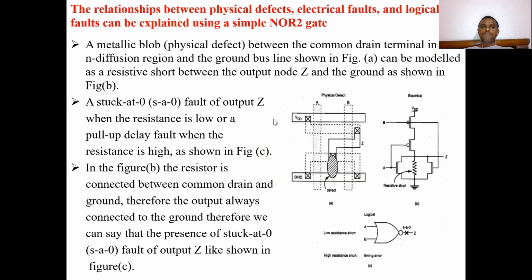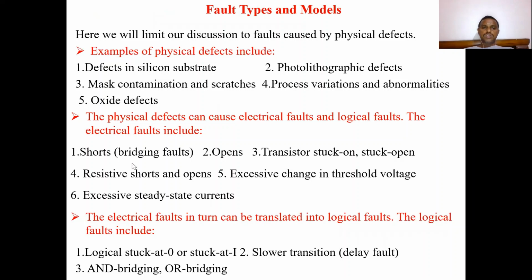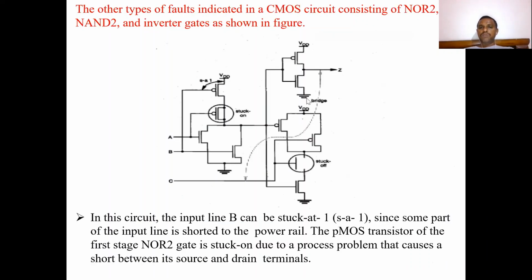So almost all the faults we have discussed here: shorts, that is bridging faults, and opens, stuck on, stuck open, resistive shorts, what we have seen in the first case. Due to these electrical faults, we are getting stuck at 0 and stuck at 1 faults, and bridging faults. A bridging fault means a direct connection is established between the output and the ground. So like this, we obtain different faults, logical faults and electrical faults.